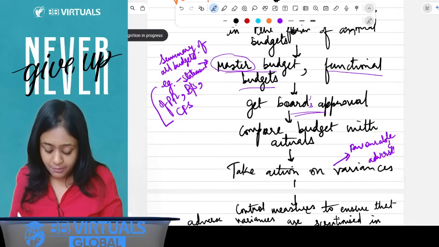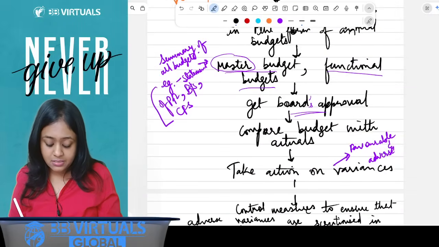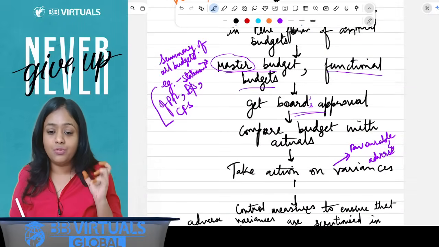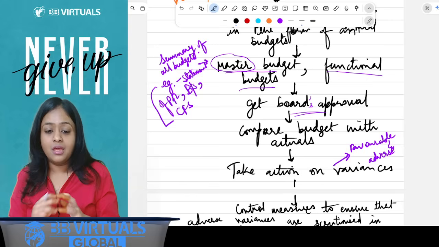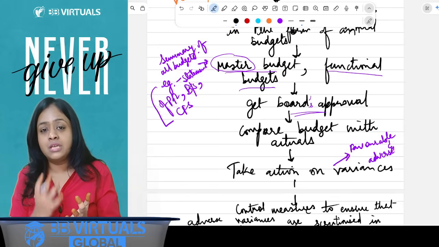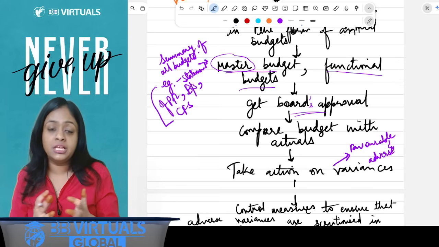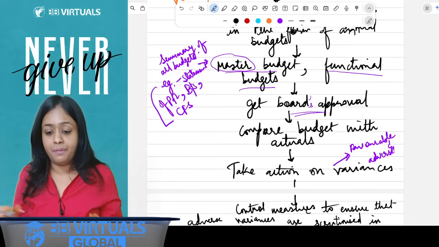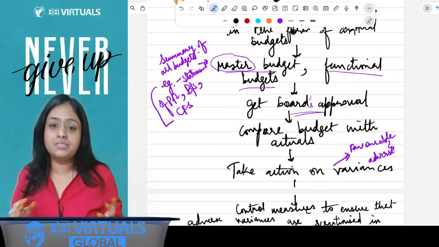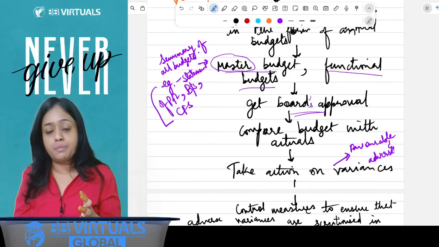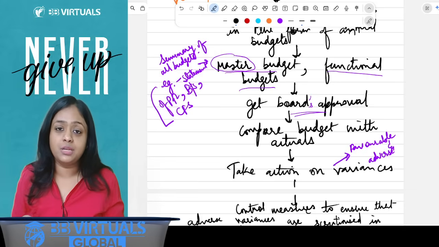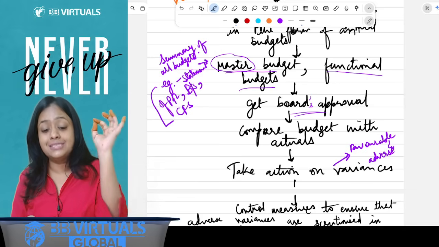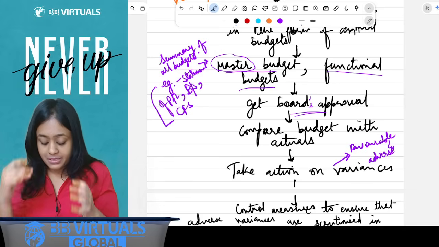Functional budgets are prepared. The sales budget is generally known as the master budget. That is the budget that will have the sales forecast, the balance sheet, the P&L, everything, and based on it we prepare the functional budgets. So the master budget is the overall budget, and then we prepare functional budgets. The first functional budget that we prepare is always the sales budget, based on which other budgets are prepared.